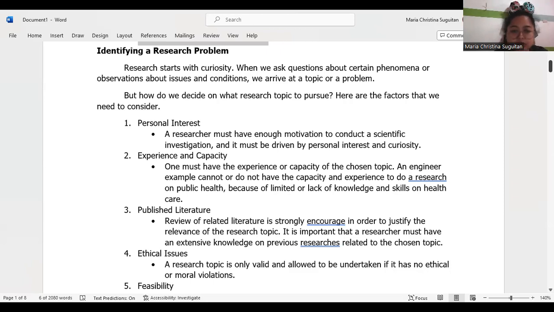Okay, a research topic is only valid and allowed to be undertaken if it has no ethical or moral violation. So what are the ethical issues, diba? Si nurse, nagbigay ng maling gamot sa pasyente. So you are curious about that. What else? Because of the ratio of the patient and then the nurse to be charged to that patient, diba?